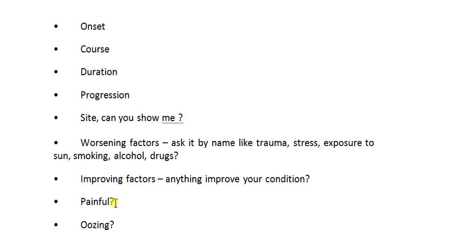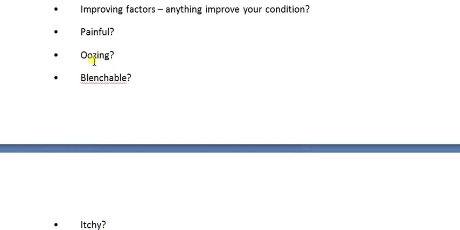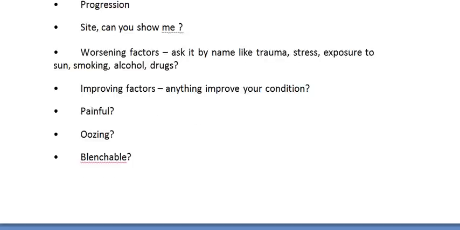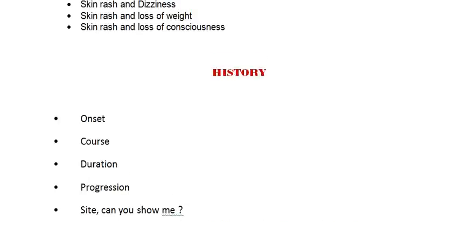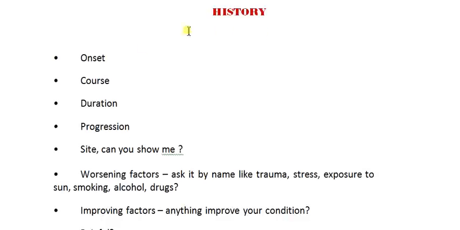Ask about worsening factors of the rash, and you can name them, like trauma, stress, exposure to sun, smoking, alcohol or drugs. Any improving factors, anything that improves your rash? Is it painful at all? Is it oozing? Or any secretions coming out? Is it blanchable? Is it itchy? Actually, this is a fixed history to be taken for any skin rash. When did this skin rash start exactly? Is it increasing, decreasing, or the same? Is it coming on and off or all the time with you?